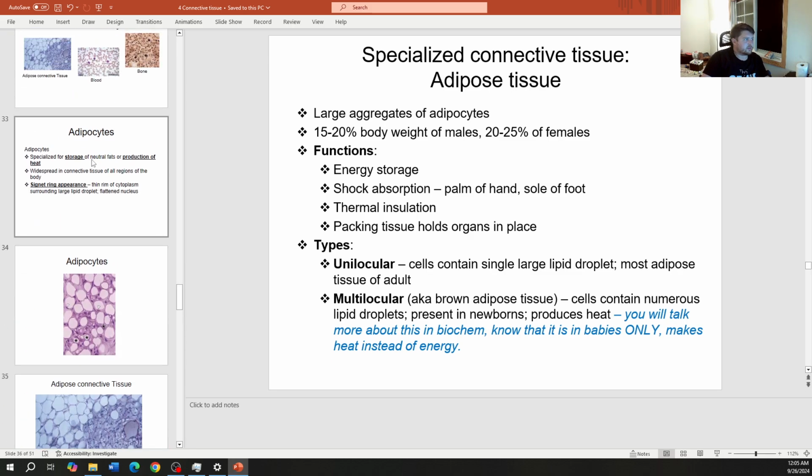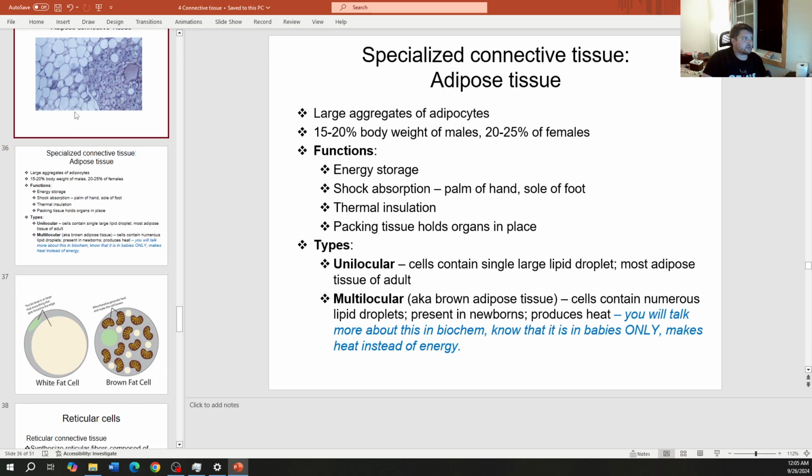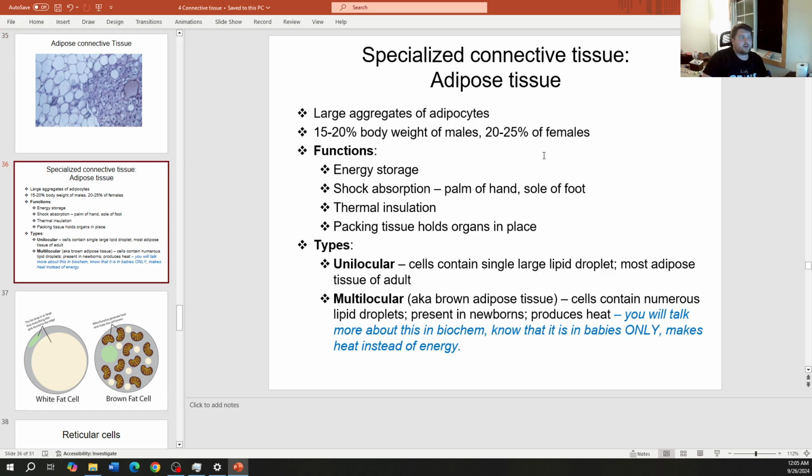So these are the cells themselves individually. When they all come together like this, we get adipose tissue. So it's a large aggregate or conjoining of adipose cells. It should account for 15 to 20% of body weight in males and 20 to 25% in females. These are healthy ranges, guys. We don't want to be too far above or too far below these specific ranges.